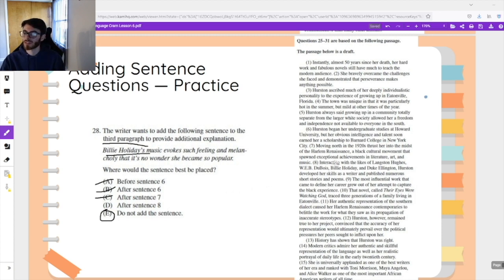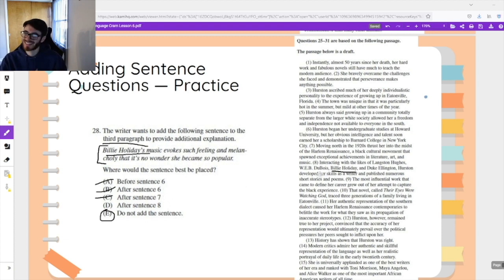Right, because we've said interacting with the likes of Langston Hughes, W.E.B. Du Bois, Billie Holiday, and Duke Ellington, Hurston developed her skills as a writer and published numerous short stories and poems. So we mentioned Billie Holiday. Now saying Billie Holiday's music evokes such feeling and melancholy, it's no wonder she became so popular. This is where it would, if we had to add it somewhere, make the most sense. After we've mentioned her, giving more information about her, fine.